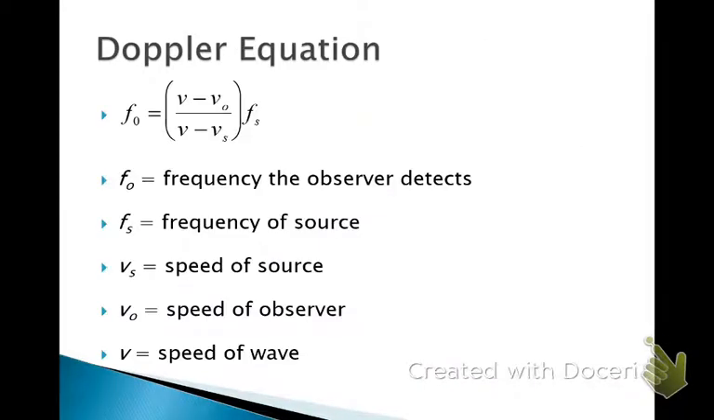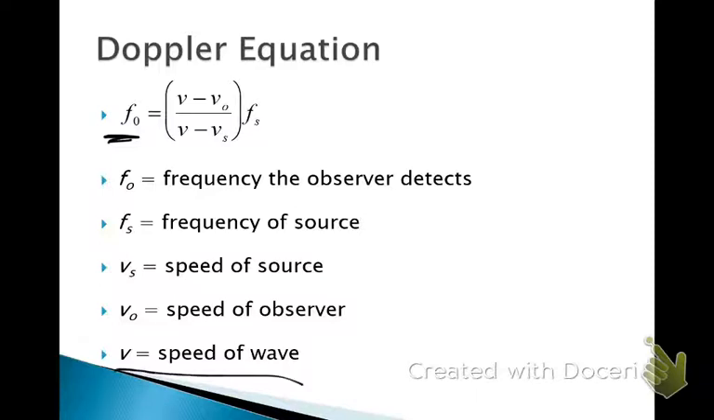So the Doppler equation just comes down to this. Let me just list the equation all at once. F observed equals, in parentheses, a fraction. The numerator is V minus VO. The denominator is V minus Vs. That entire fraction is multiplied by the frequency of the source.